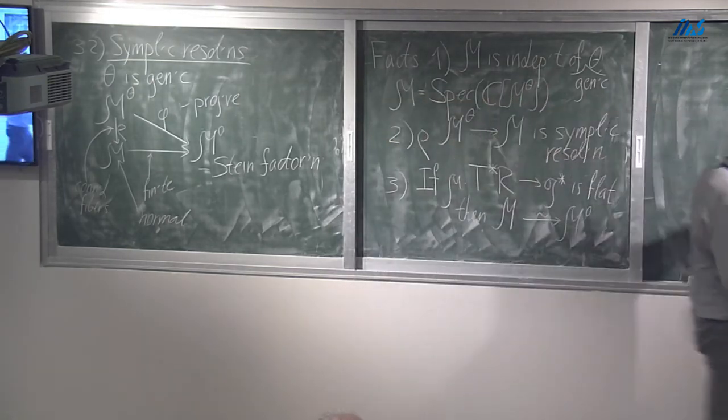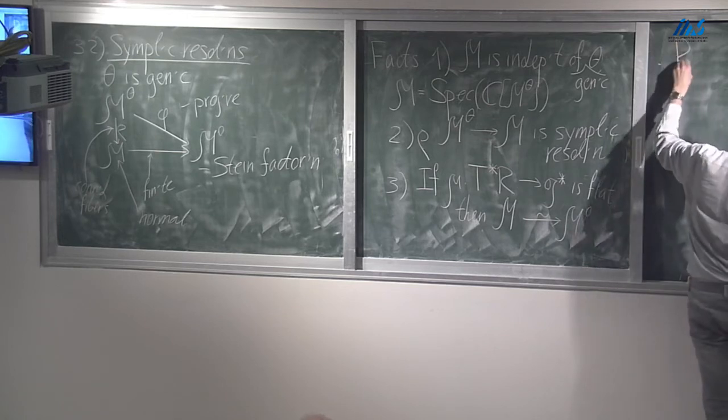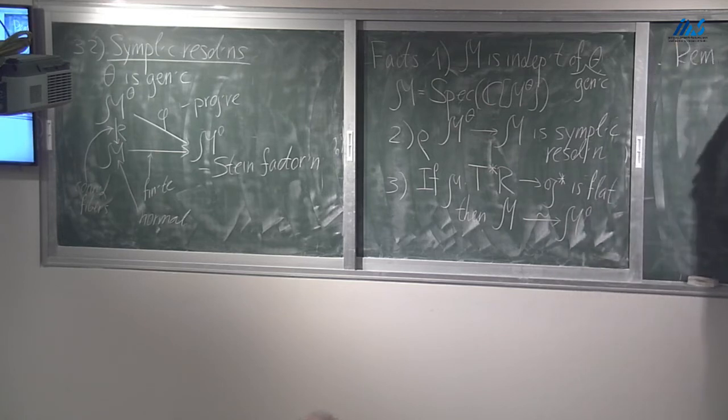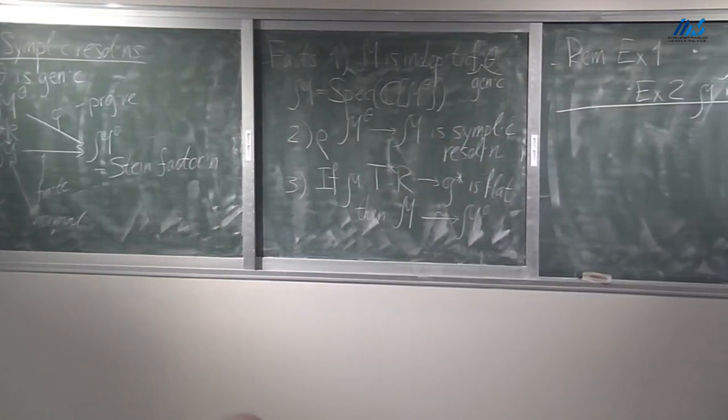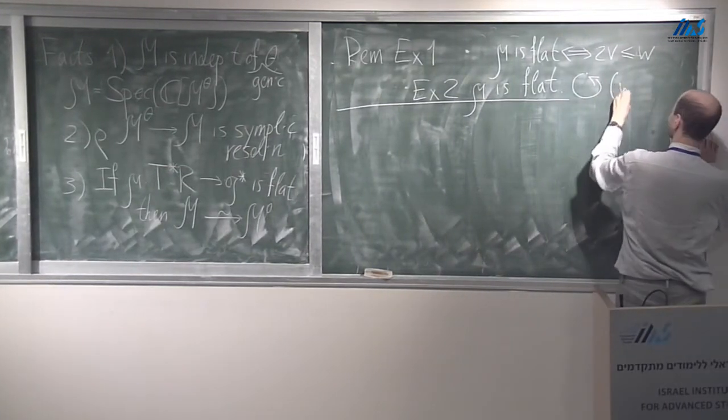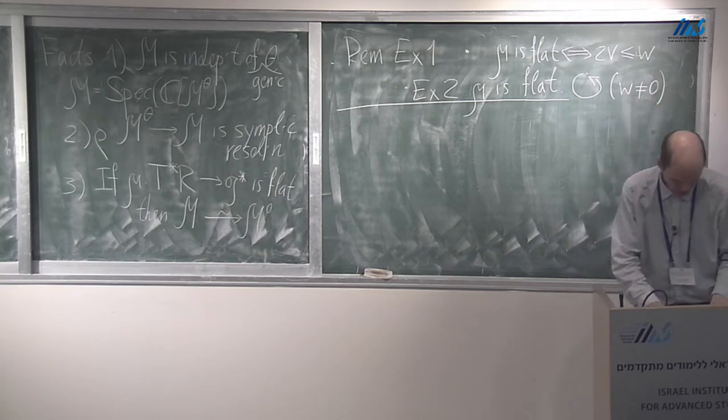And actually, let me give you an example of this remark. So in example one, where we had our exciting quiver, one vertex, no loops, then mu is flat if and only if 2v is less or equal than w. Okay? And example two, mu is flat regardless of the values of v and w. Example two was this guy. Yeah, you're right. Okay.